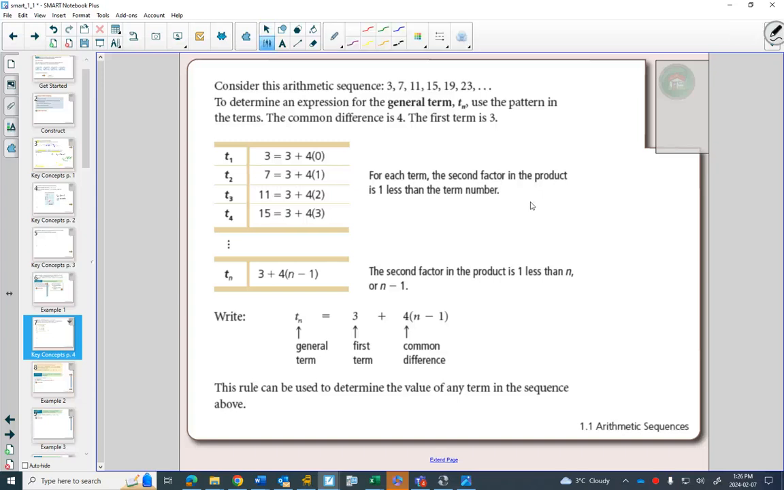This is at the bottom of page 4. Take out our highlighter again and highlight the general term Tn. And what the textbook has done is develop a pattern for finding the formula. In the sequence that we have here, you notice that you're adding 4 each time.